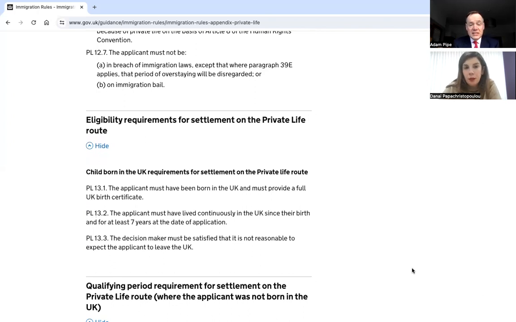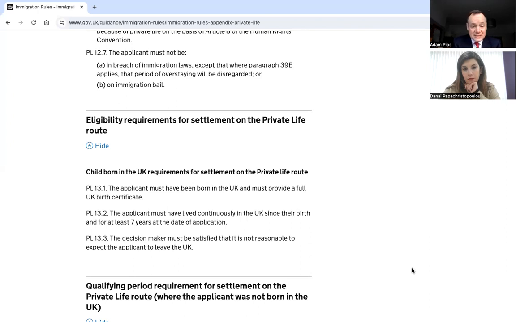Then PL 13 deals with those children born in the United Kingdom. So 13.1, the applicant must be born in the UK and must provide a full UK birth certificate. 13.2, the applicant must have lived continuously in the UK since their birth and for at least 7 years at the date of application. The decision maker must be satisfied that it is not reasonable to expect the applicant to leave the UK. So these are favourable rules for children who've been here 7 years and were born in the UK.